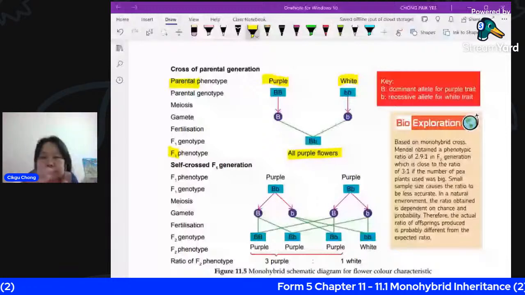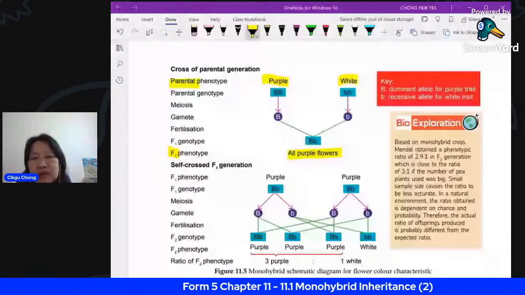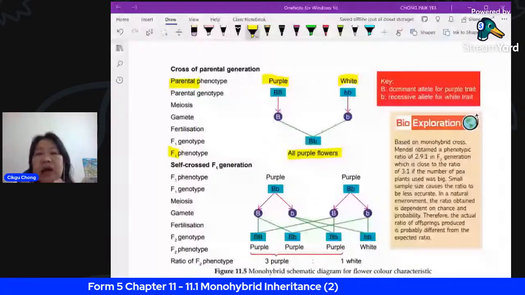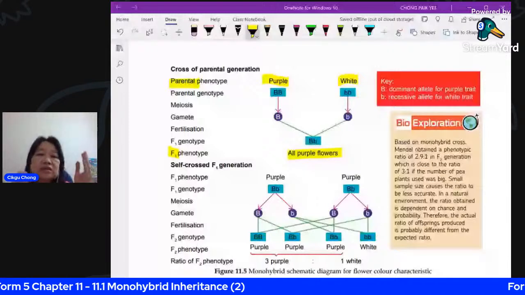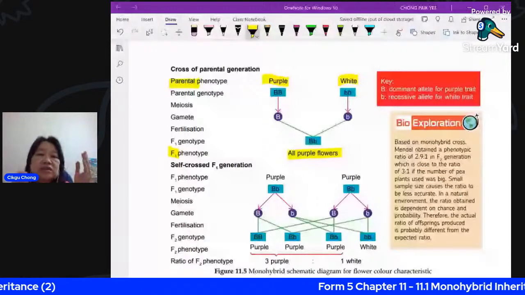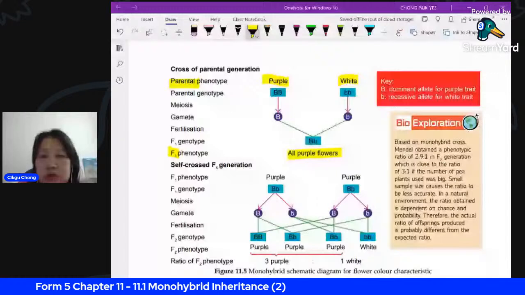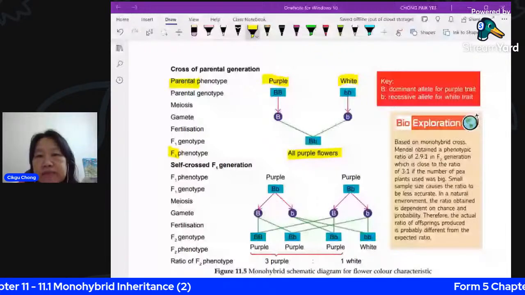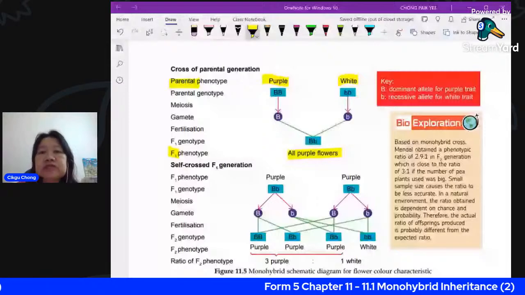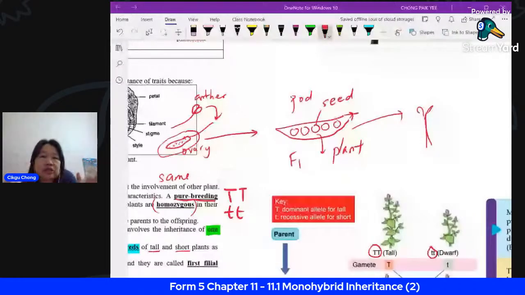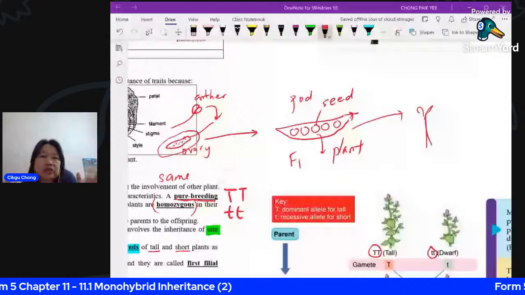Why do you plant them? Because if you don't plant them, how are you going to know whether this offspring is going to have purple flower or white flower? You must give it a chance to grow. So this seed is the F1 already. Let's say now it grows into a plant. Then you can see the flower. Then you see what percentage of it is purple flower, and how many will have white flower. That's how he did the experiment. I'm just explaining to you how he did the experiment.